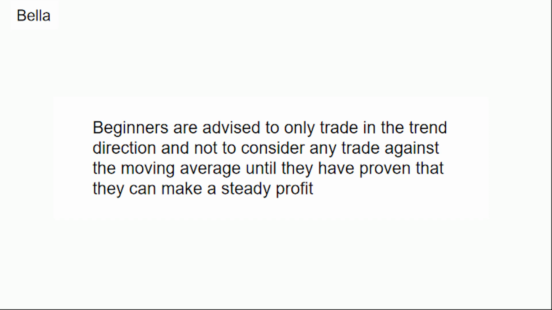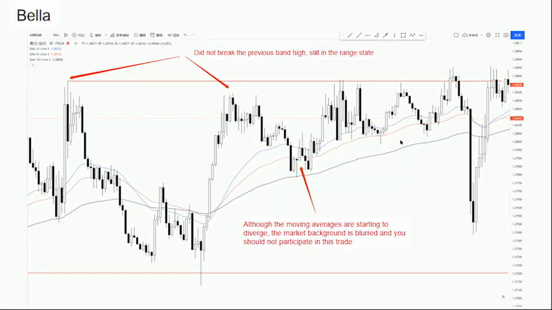The second is to trade when the market is clear. If you look at this chart, although this strong rally has put the moving averages in a bullish divergence pattern, it is also clear that the rally has not broken the previous band highs and the overall market backdrop is in a range, which is not the trend we like to see. Even though in hindsight it would have paid off for us to participate in the long trade, we shouldn't have participated in it because the setup wasn't good enough.